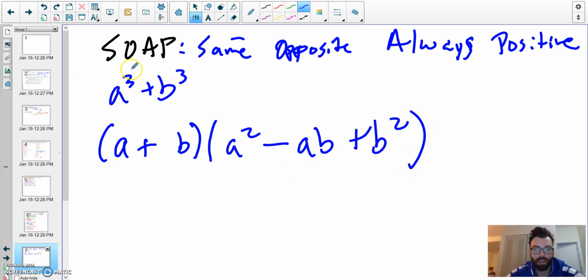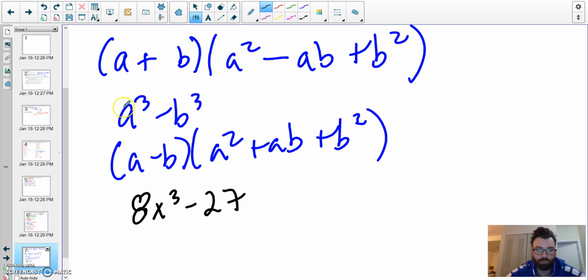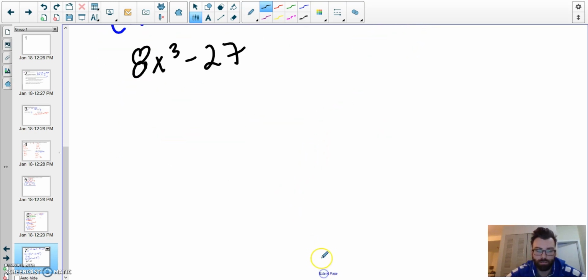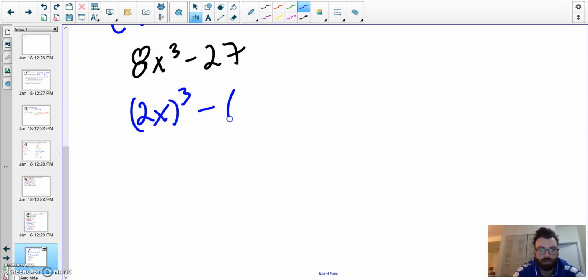Okay, I'm going to write down the a cubed minus b cubed one, and I want to do an example for it. So if I have a cubed minus b cubed, it's going to be a minus b, then a squared plus ab plus b squared. Let's try an example: 8x to the third minus 27. All right, so what is being raised to the third power? Well, here, 2 and x are both being raised to the third power. Minus, what to the third power gives me 27? It's 3.